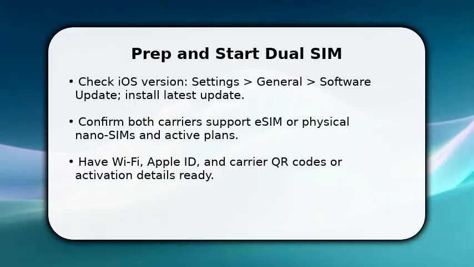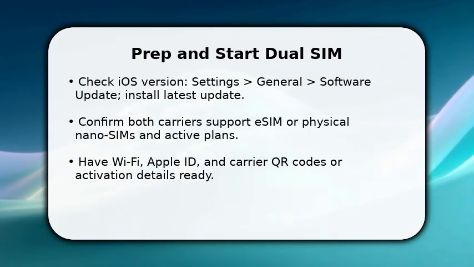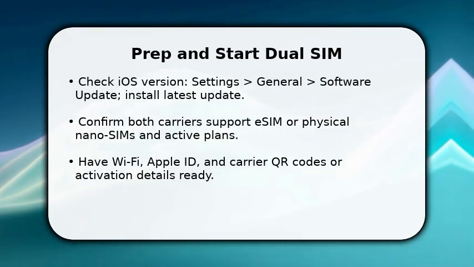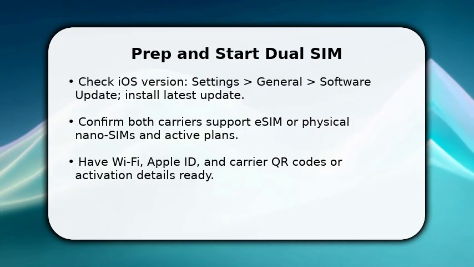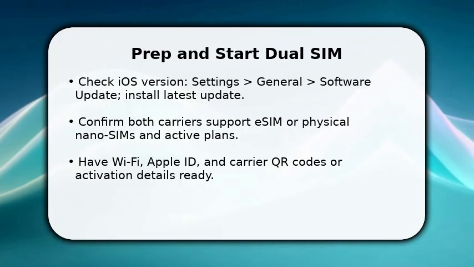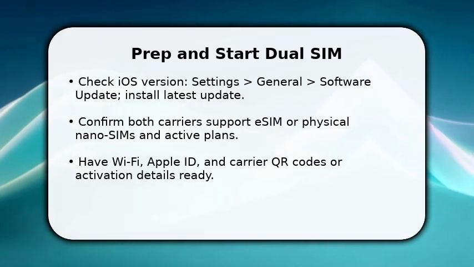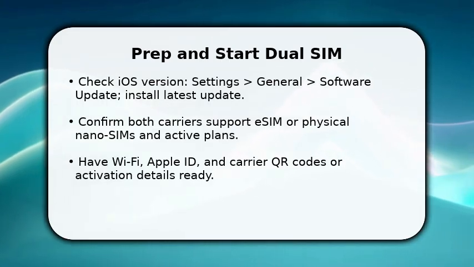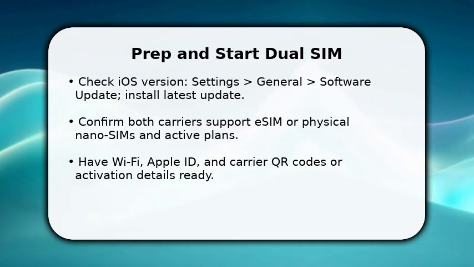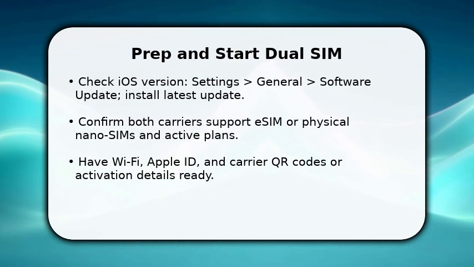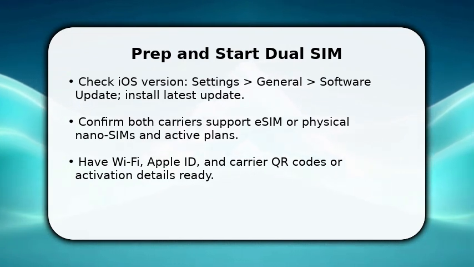Please enjoy the video. You'll begin by confirming prerequisites so nothing stalls the process. First, make sure iOS is up to date because carrier activation relies on the latest profiles. Once done, verify both carriers support dual SIM on an iPhone 13, either physical nano SIM plus eSIM or two eSIMs with carrier support. Have your Apple ID signed in and the carrier QR codes or activation codes at hand, because you'll need them to add or switch lines without reboots disrupting setup.